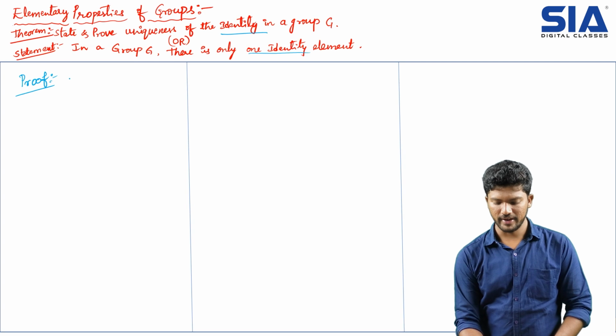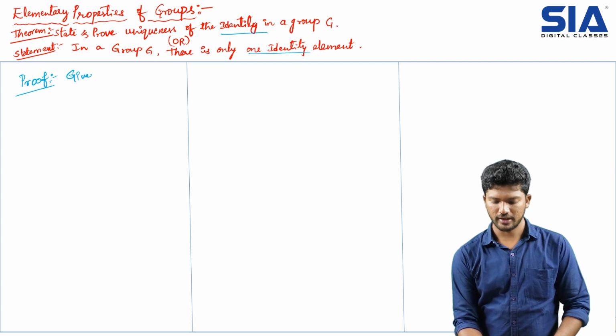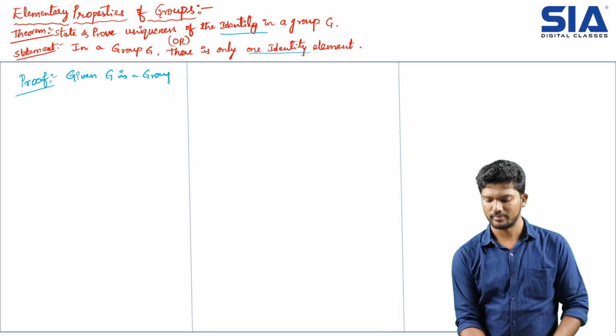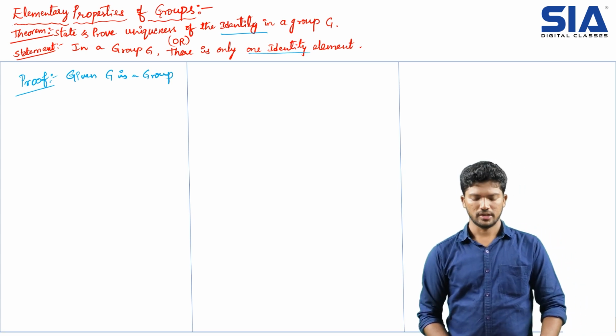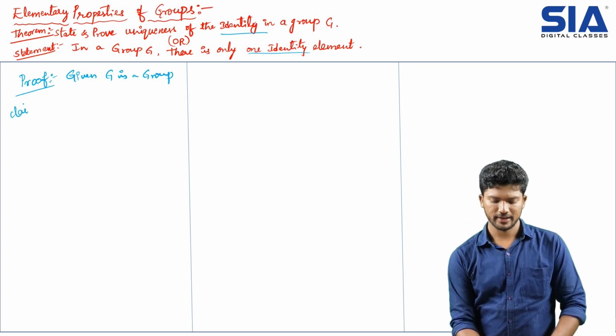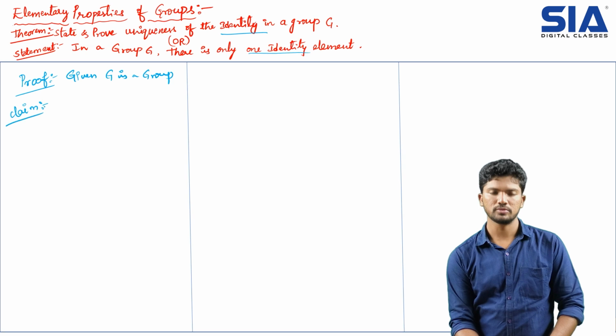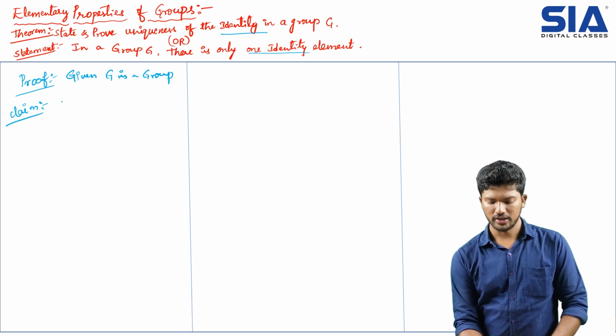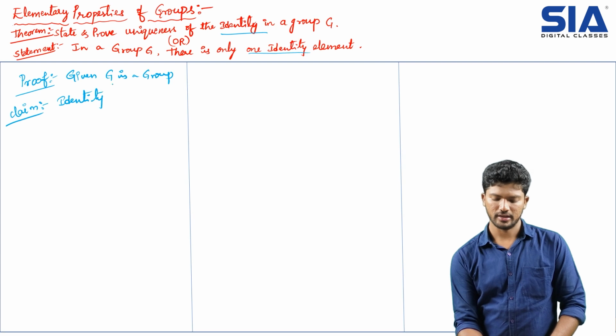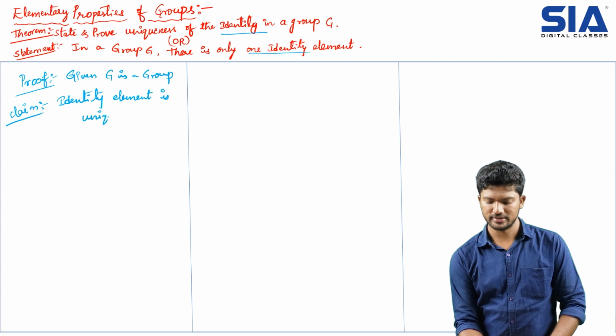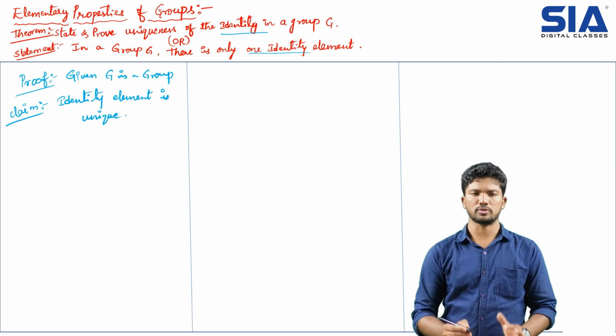So see, given: capital G is a group. Now I am writing the claim. The claim is nothing but what we have to prove: the identity element is unique. This we are going to prove now.